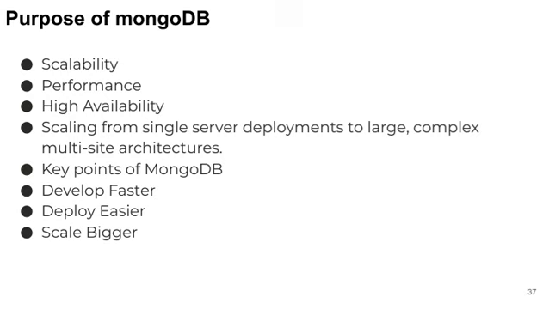The key points of MongoDB revolve around three main ideas: developing faster, deploying easier, and scaling bigger. These are the pillars that make MongoDB a powerful choice for modern applications. The purpose of MongoDB is to give you a flexible, reliable, and scalable database solution that adapts to your evolving needs, helping you innovate faster and deploy with confidence. So, whether you're starting small or planning for future growth, MongoDB is designed to support your journey seamlessly.